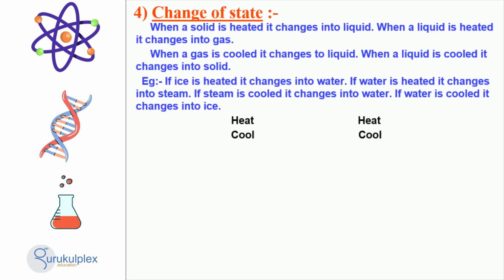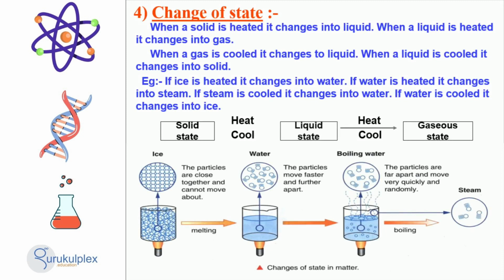Certain substances can change from one state to another when heated or cooled. Ice changes to water when heated and steam when further heated. When cooled, steam changes back to water and water to ice. This is due to the rearrangement of particles of the substance between each state.